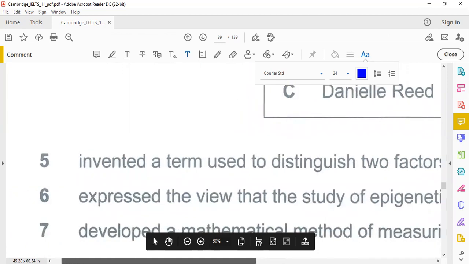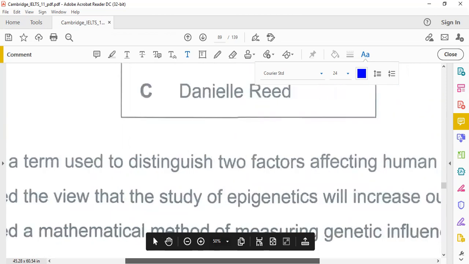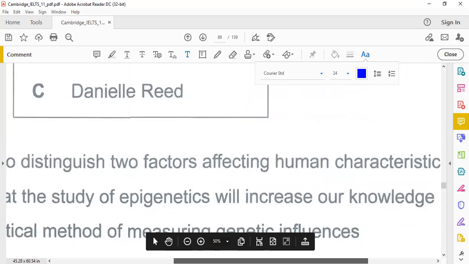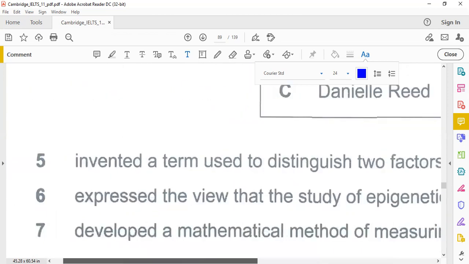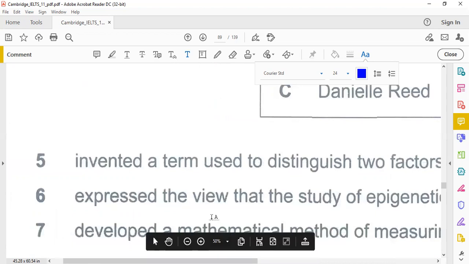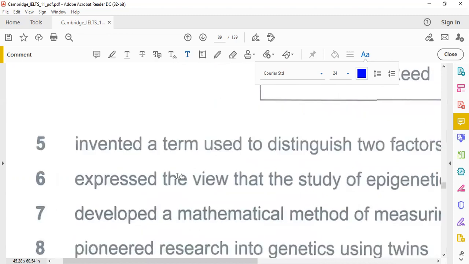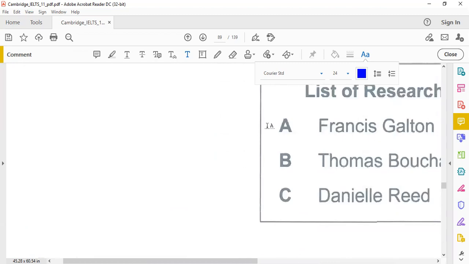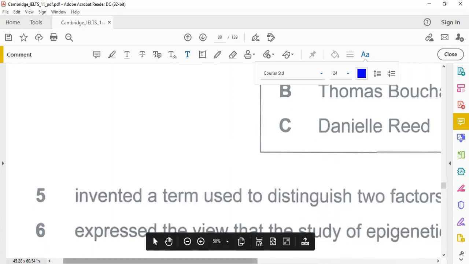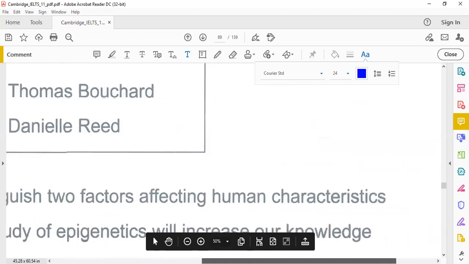Number 5: invented a term used to distinguish 2 factors affecting human characteristics. Okay, who did this? So A is the option, Francis Galton. So you write A, and I will advise you to write 5 here against A. And at the same time, I identify this: the answer to number 5 is A.